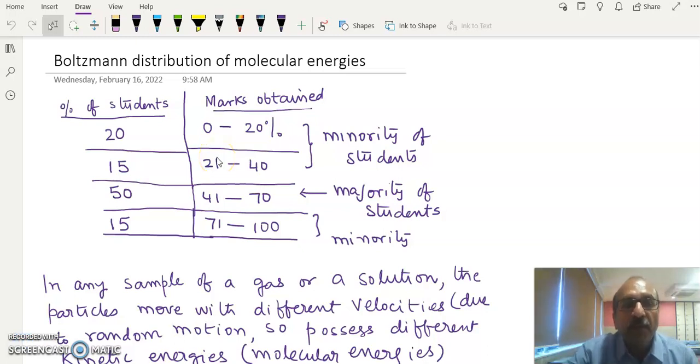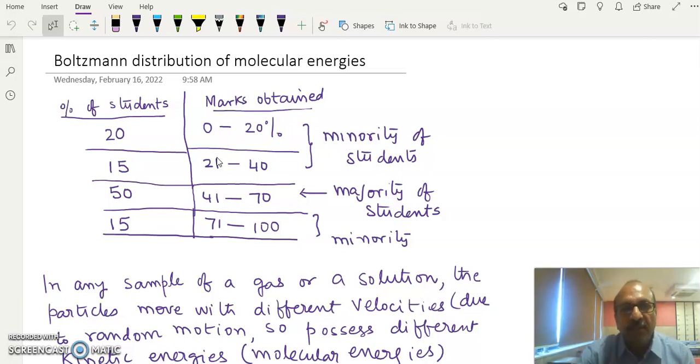In this video, I'm going to talk about the Boltzmann distribution of molecular energies. If you consider any sample of a gas or a solution, you will find that the particles in that sample are not moving with the same velocity. They are all moving with different velocities.